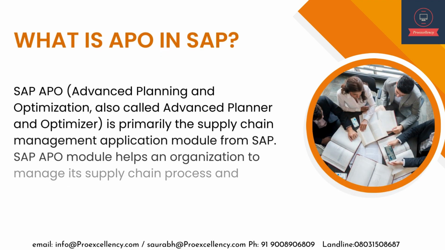What is APO in SAP? SAP APO, Advanced Planning and Optimization, also called Advanced Planner and Optimizer, is primarily the supply chain management application module from SAP. SAP APO module helps an organization to manage its supply chain process and network.